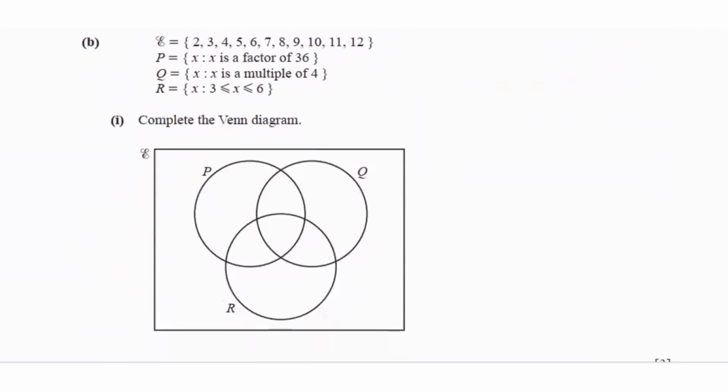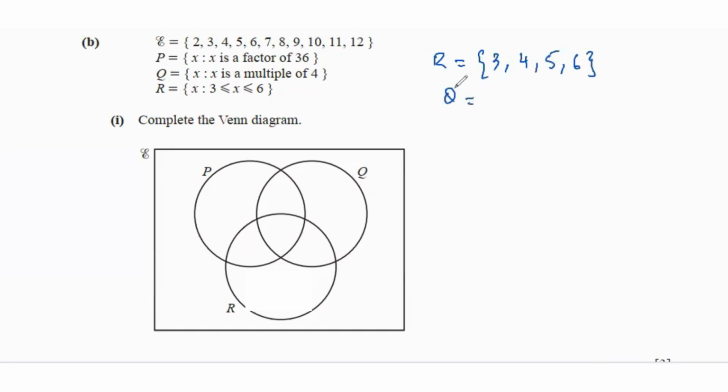Part B says that the universal set has the numbers 2, 3, 4, 5, 6, 7, 8, 9, 10, 11, 12. P is a factor of 36. Q is a multiple of 4. And R contains integers from 3 to 6. Complete the Venn diagram. R is 3, 4, 5, and 6.